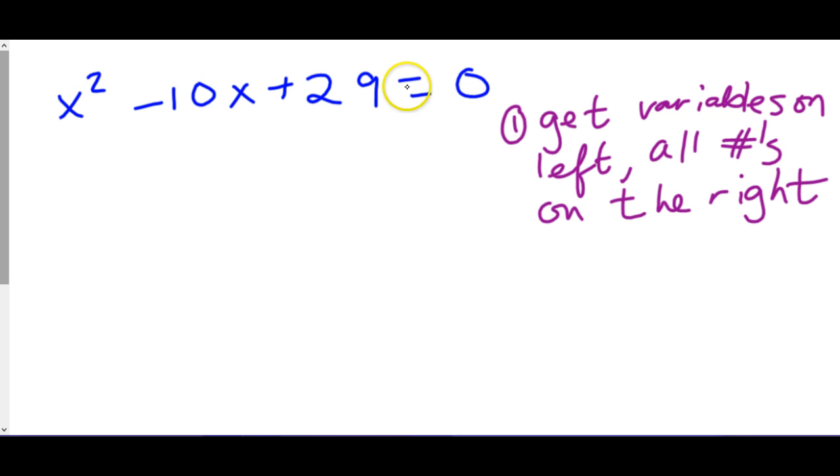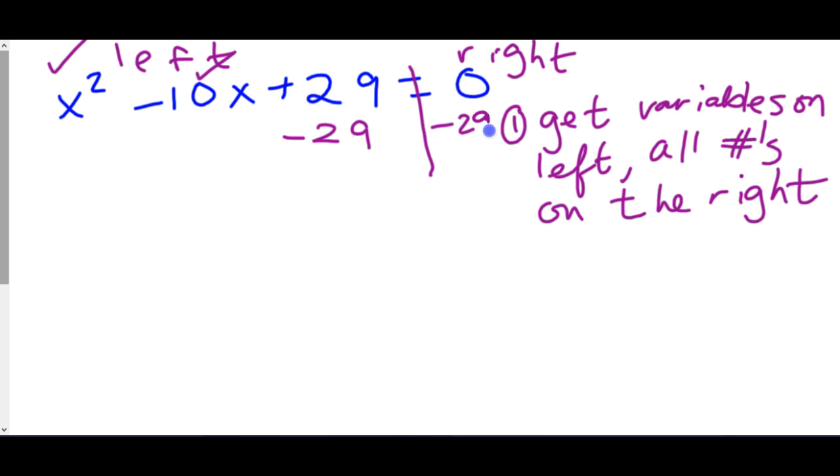So x squared, equal sign, now we have left side, right side. X squared is on the left. We're okay with where the x squared is at. Negative 10x, it's on the left. We're okay where that's at. 29, it's on the left. We're not okay. That's a number. We need to move it to the other side. So we bring stuff down. We get x squared minus 10x. The 29's cancel. We get equals negative 29.